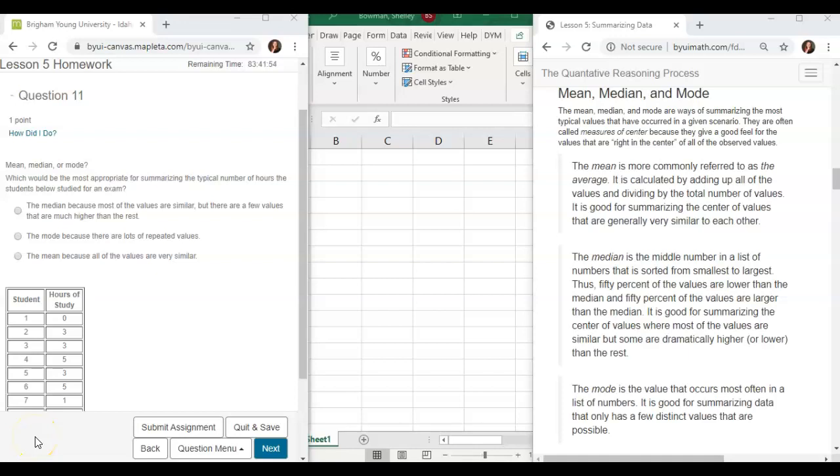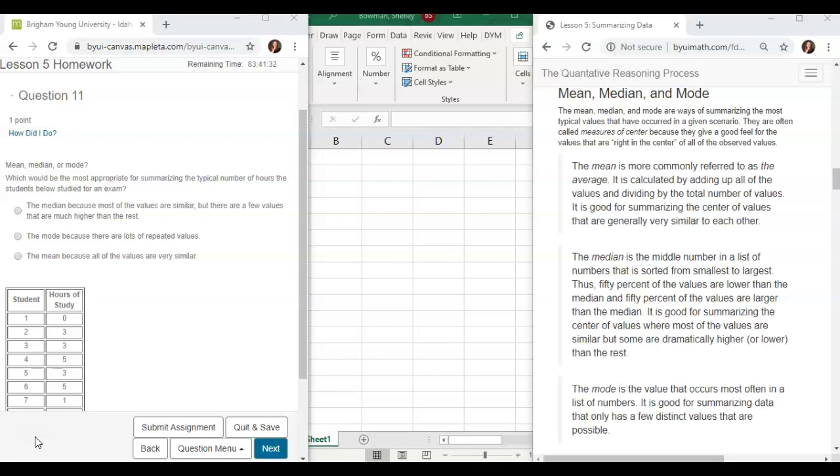Lesson 5, homework question number 11. Mean, median, or mode? Which would be the most appropriate for summarizing the typical number of hours the students below studied for an exam? The three options are the median, because most of the values are similar, but there are a few values that are much higher than the rest.